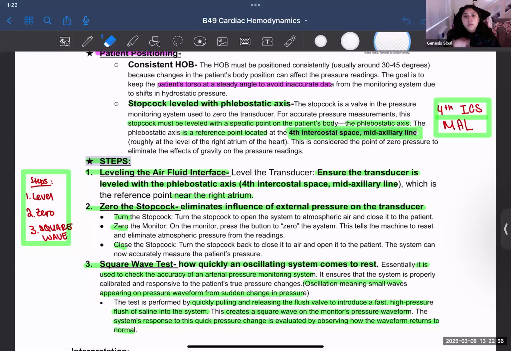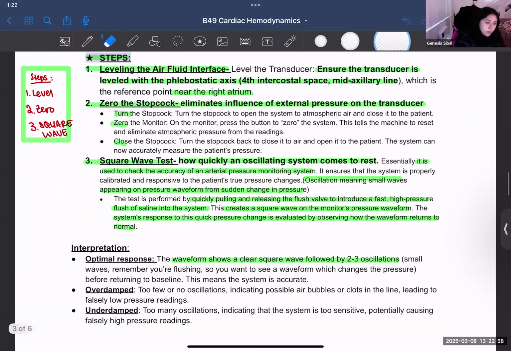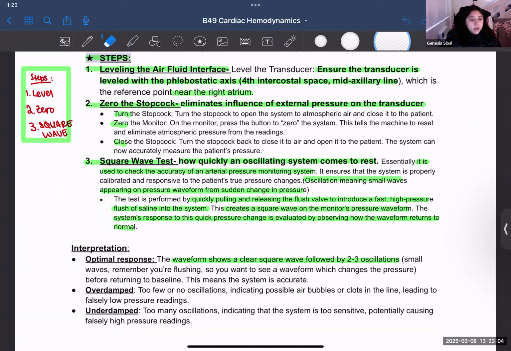So, fourth intercostal space, mid-axillary line, that is what you will put if she asks you. When we're looking here, leveling the air fluid interface is the first thing. You level it. Ensure the transducer is leveled with the phlebostatic axis. Fourth intercostal space, mid-axillary line, that's what we're talking about. It's the reference point that you were asked about, near the right atrium. Okay, what's the second step?